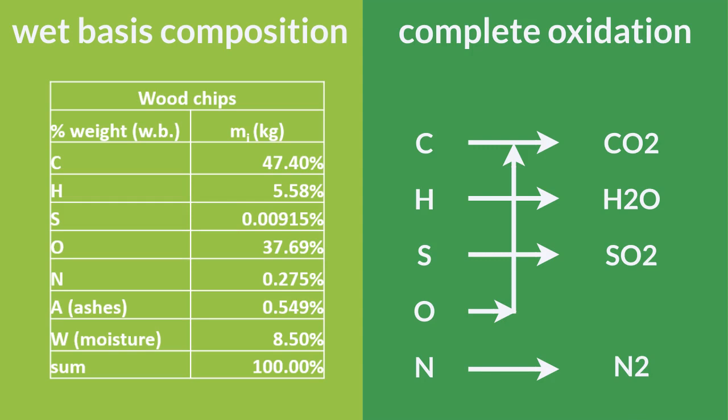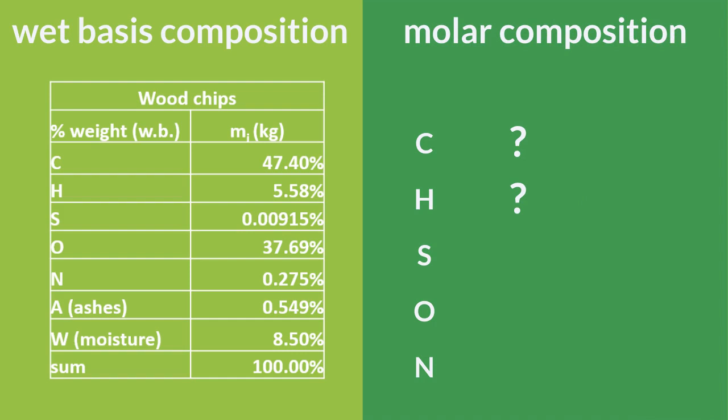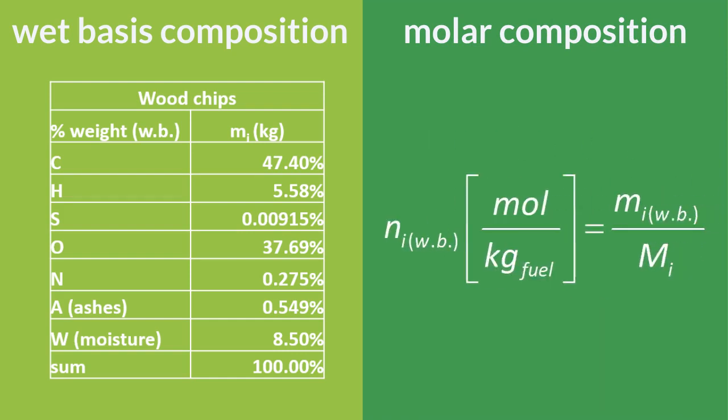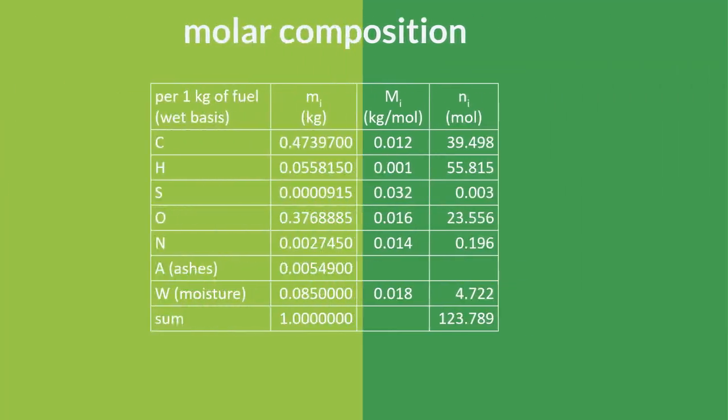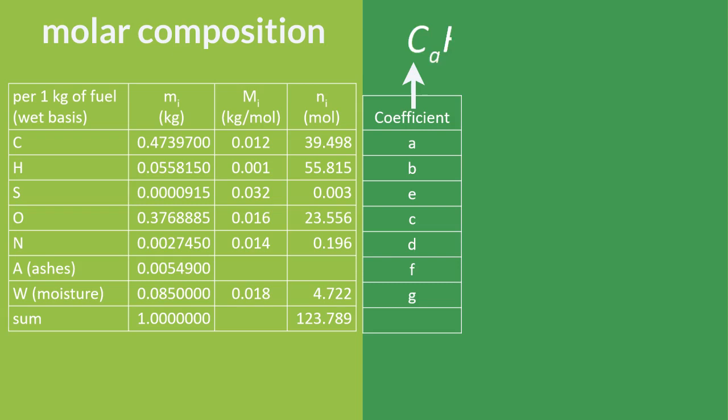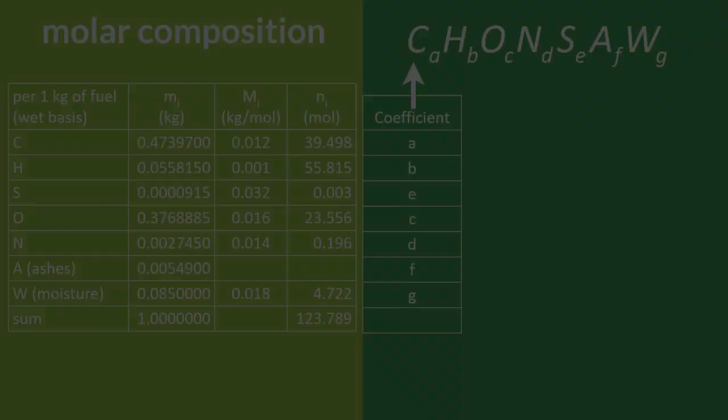Therefore, to calculate the amount of products, we need to know the number of moles of each component. This is done by dividing the mass fraction of each component by its molar weight. We do the calculations for 1 kilo of fuel. These are the coefficients for the biomass formula. Please notice that coefficients correspond to atoms present in the fuel, not molecules of hydrogen, oxygen, and nitrogen.